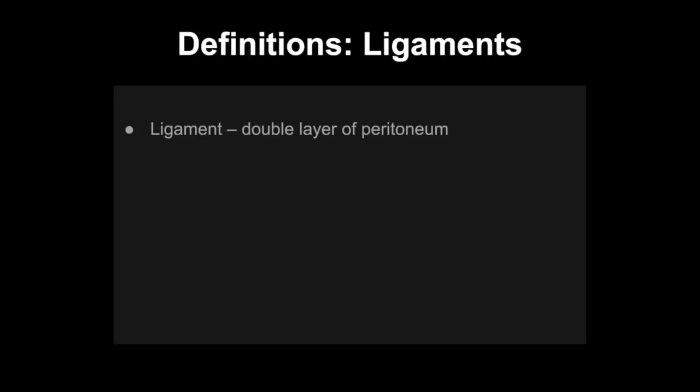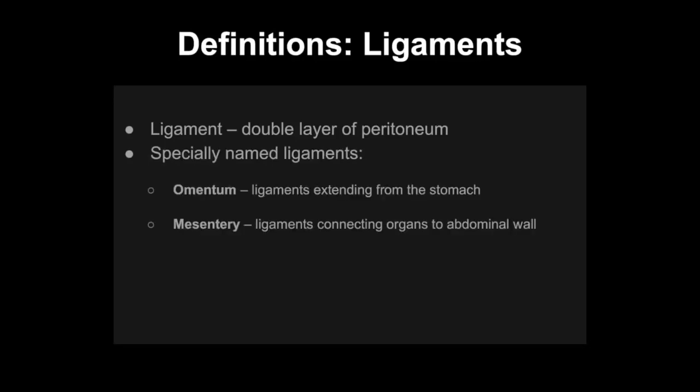As I mentioned, the peritoneum has a bunch of complex folds, which includes a bunch of named peritoneal ligaments. Peritoneal ligaments are nothing more than a double layer of peritoneum that supports a structure within the peritoneal cavity. The words omentum and mesentery that you've probably heard before are nothing more than specially named peritoneal ligaments, or double layers of peritoneum. When you hear the word omentum, it's just referring to peritoneal ligaments, aka a double layer of peritoneum that extends from the stomach to another structure.